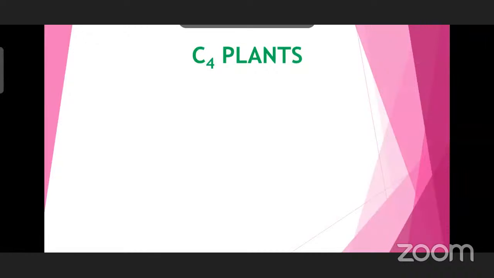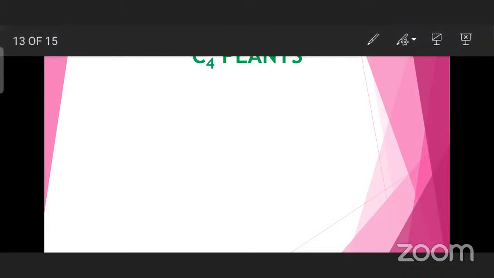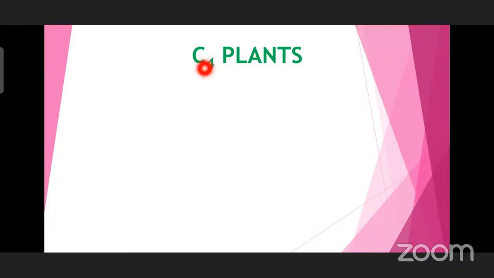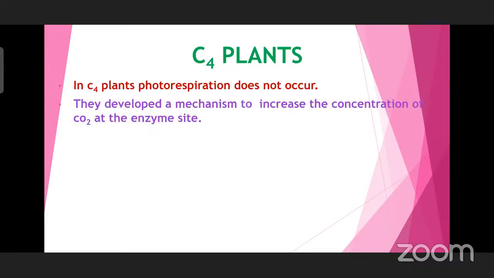Now C4 plants. Tomorrow's topic is C4 plants only. In C4 plants, photorespiration does not occur. You know that in C3 plants, phosphoglyceric acid is the stable compound forming. That's why the name C3 plants. In C4 plants, they are adapted. They have a special structure. Chloroplast dimorphism takes place in C4 plants, which is going to skip photorespiration, a wasteful process. C4 plants are going to skip photorespiration.